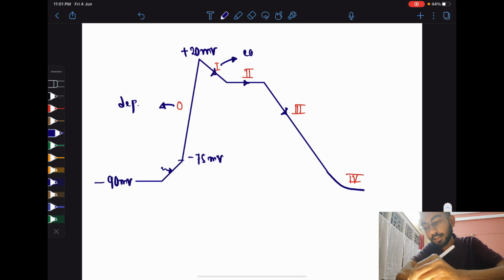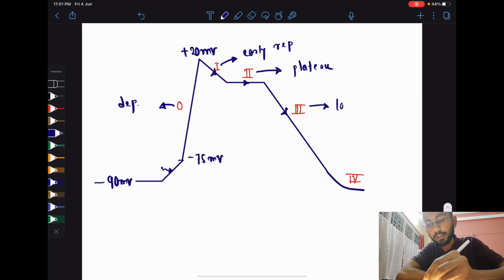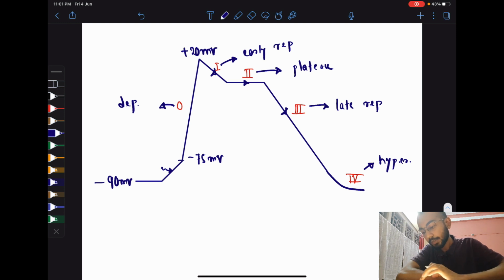Phase 1 is also known as early repolarization. Phase 2 is known as the plateau part. Phase 3 is known as the late repolarization, and phase 4 is known as the hyperpolarization. Now let us see the reasons, guys.